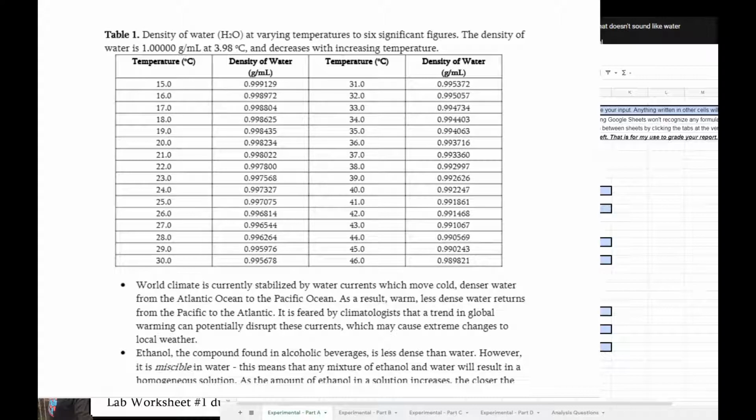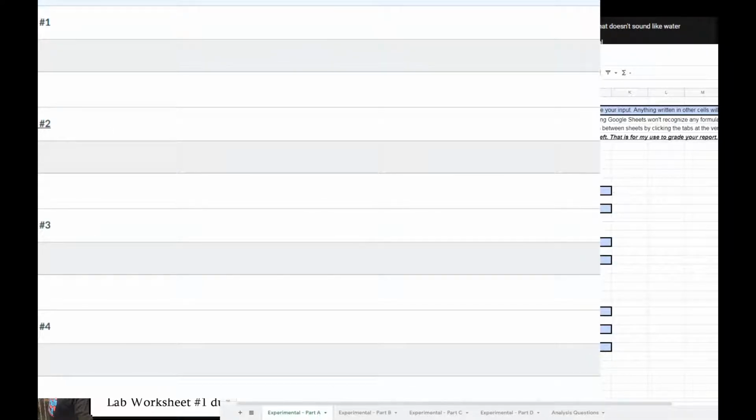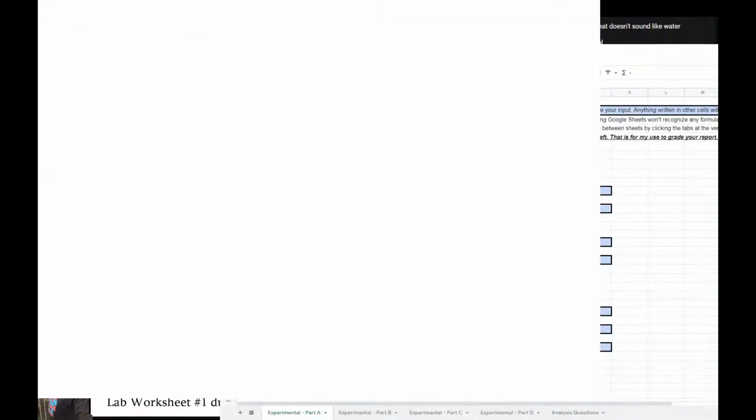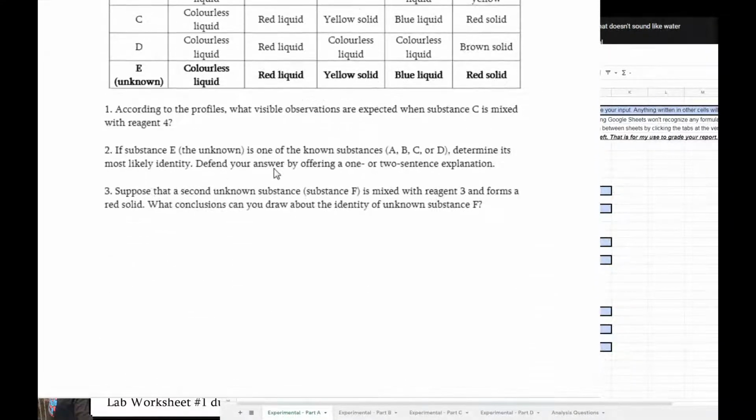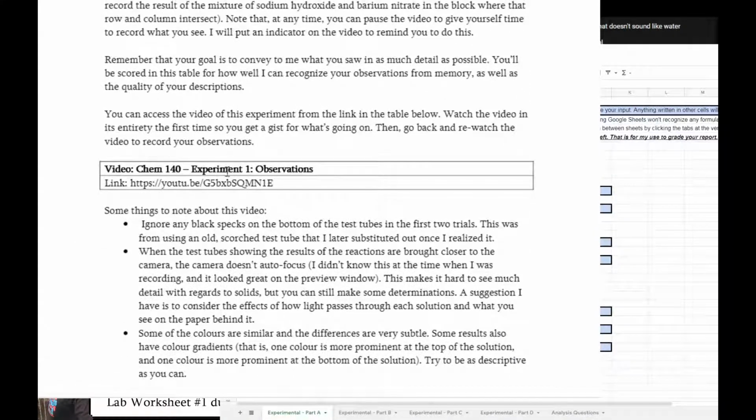The worksheet. Where do I find the video with the actual... Oh, for lab number 1. The video is in the documentation. So if I go to here, this will pop up lab worksheet number 1. Sorry, give it a second here. If you scroll down, the video is in this document. It's right here. There it is right there. So that's the video for lab number 1.